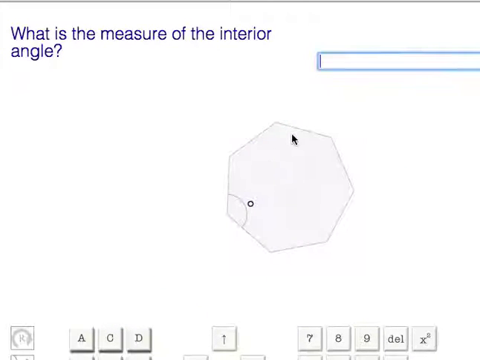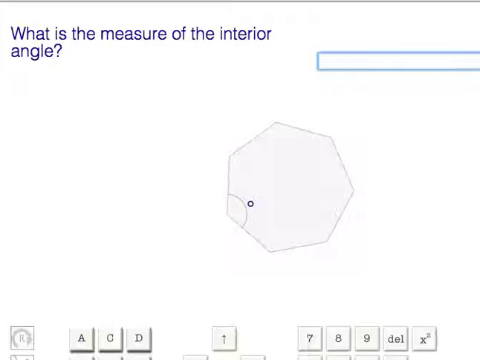Okay, here's a heptagon. We're going to have 5 triangles. If we start at this vertex and draw a line to that vertex, no triangle, to that one, we get a triangle, triangle, triangle, triangle, no triangle. So we have 2 less triangles than the number of sides, so we end up with 5 triangles. 5 times 180 is going to be 900 degrees. So 900 divided by 7.